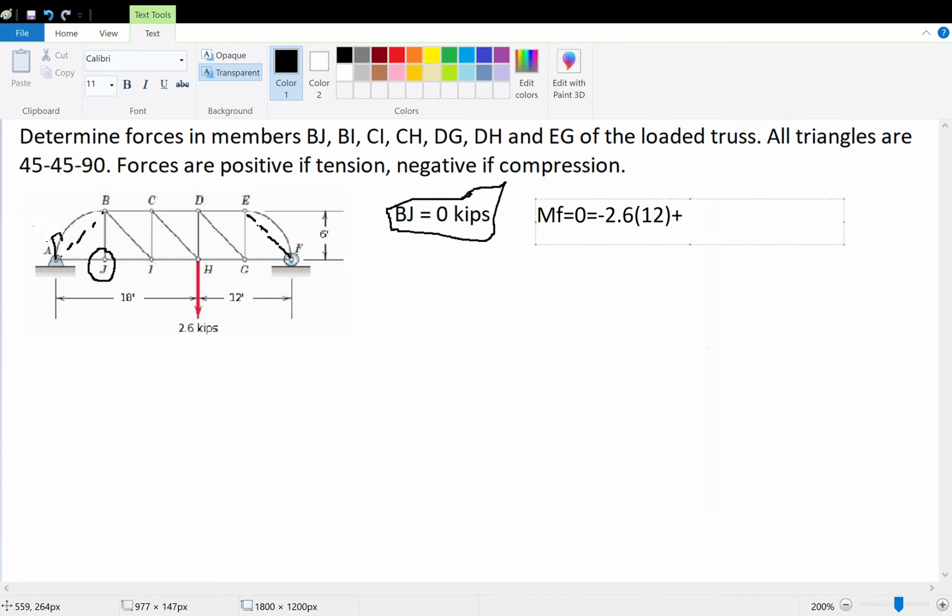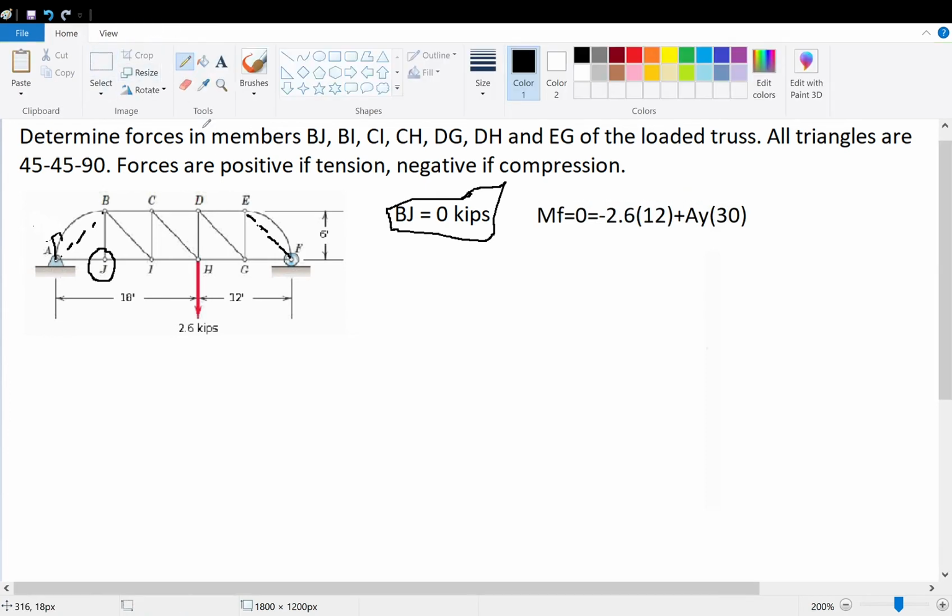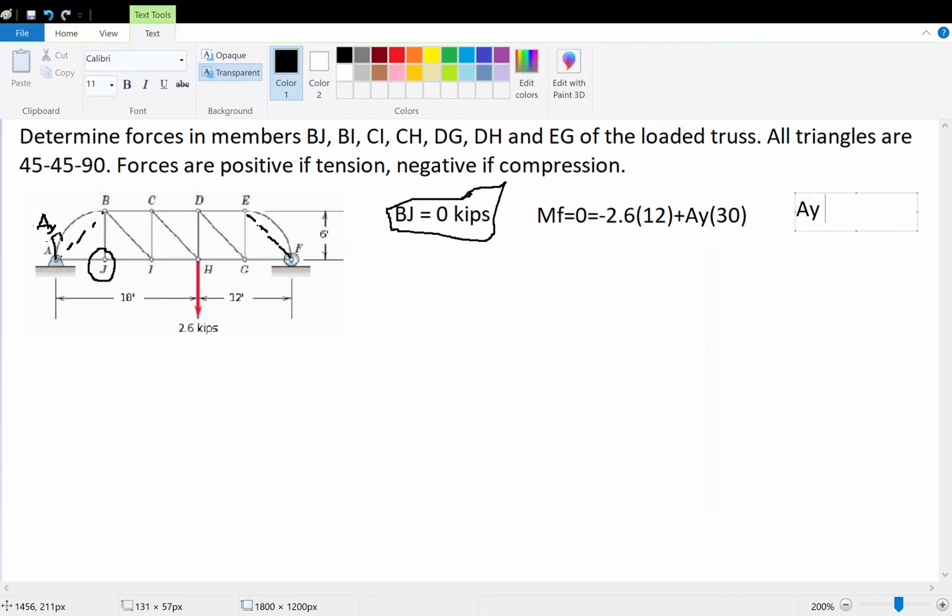And then you have to add the vertical component of A, which I'm going to call AY, times 30 feet away. And I'm going to label AY over here. And from that, using your calculator, AY is going to be equal to 1.04.